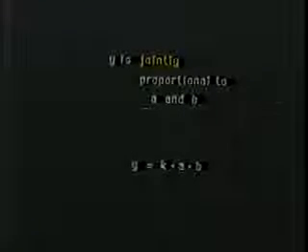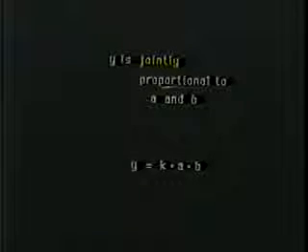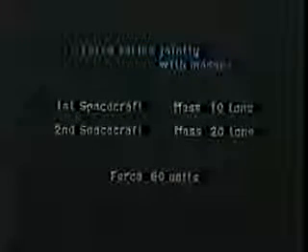Or you might see several variables together on one side, with or without the word jointly. In that case, you have to multiply all of them together, still with a constant k, just like before. Here's how that looks in practice. We have two spaceships out there. We know that the force of gravity between two spacecraft varies jointly with their masses. Here the force is 60 units.